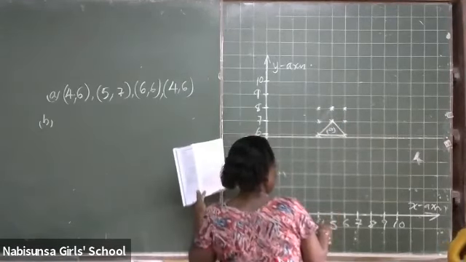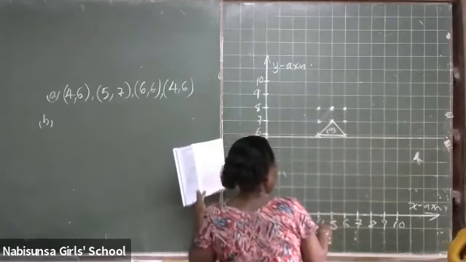Part C. What is the first point? 5, 2. Yes, 5, 2. Helen, can you follow the teacher? We are in part C, the first point. 4, 5, followed by 5, 4. Good. Then from 5, 4, 6, 5.